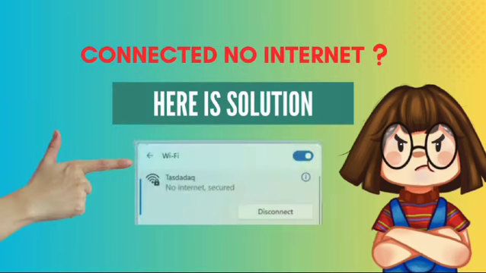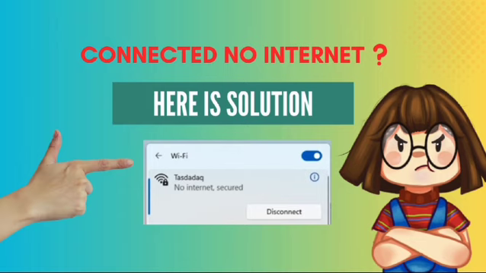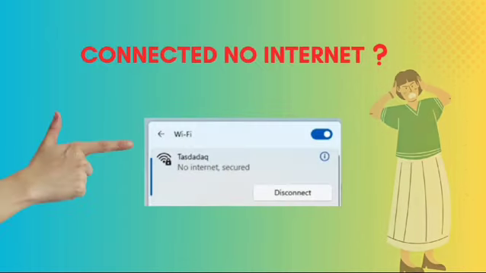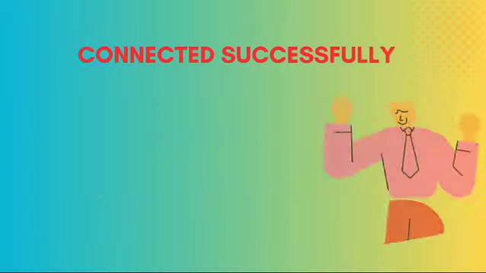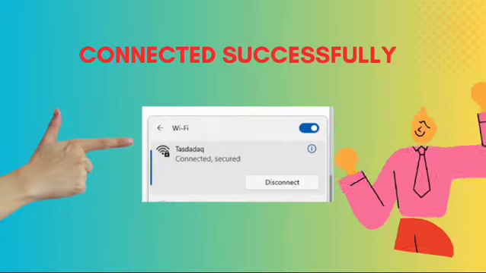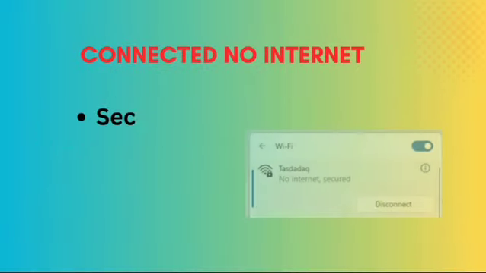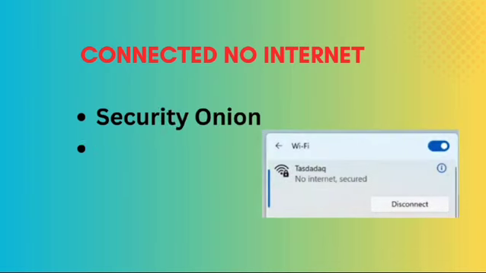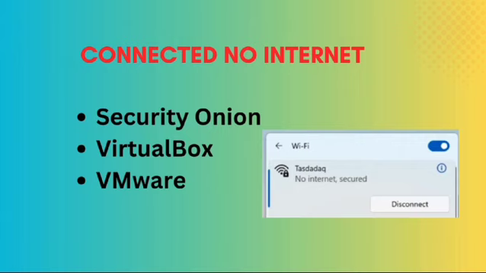Are you facing an internet connected but no internet access problem? No worries. In this video, I will provide you with the solution. So what happens when you install Security Onion on your virtual machine, or even when you install only a virtual machine, whether it's VirtualBox or VMware? Sometimes you lose your internet connectivity after installing a virtual machine on your PC. In this video, I will tell you how you can solve this problem.